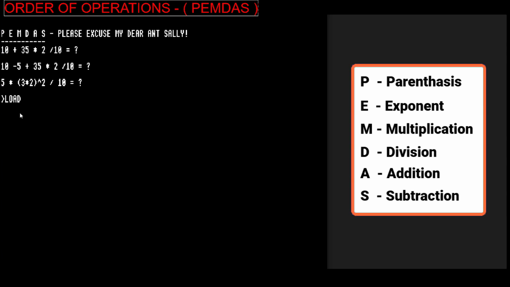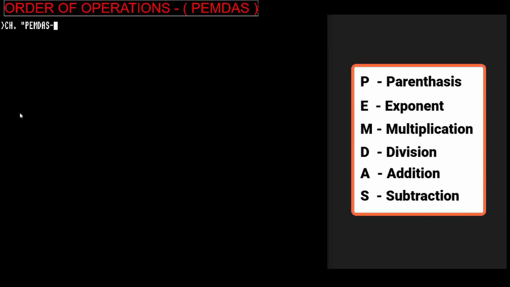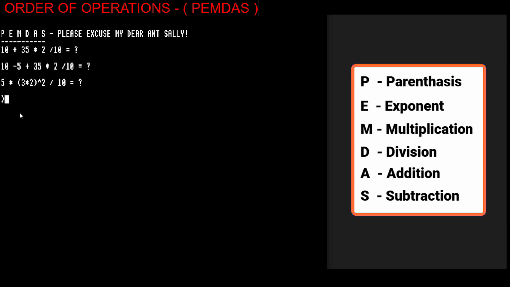So if I load up the PEMDAS, I said that with an English accent. Now let me load the answers. So you see, remember this one, it was 70 divided by 10 plus 10. That is the way we do it. We don't just start at the beginning of the line and go through it. We use this rule to find out what we need to evaluate first.